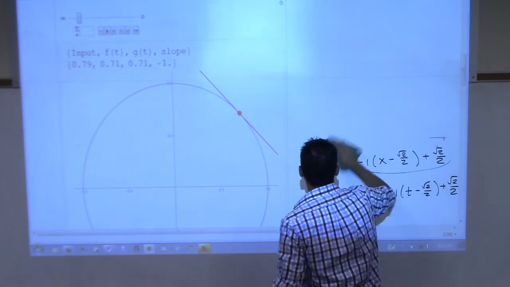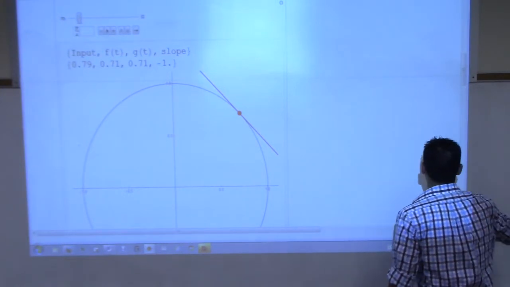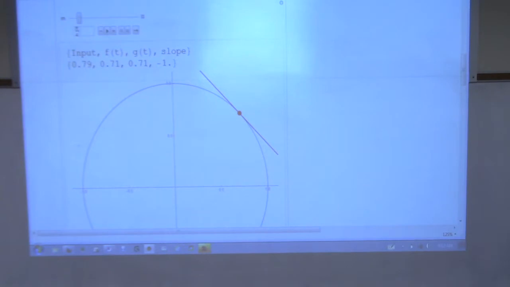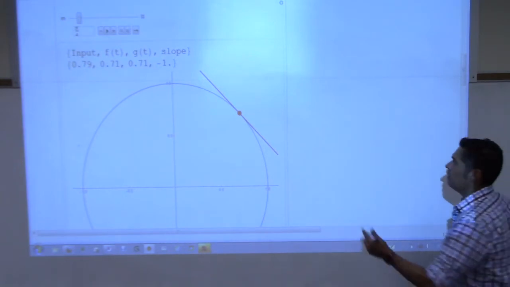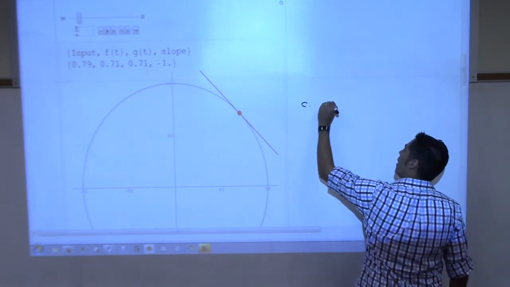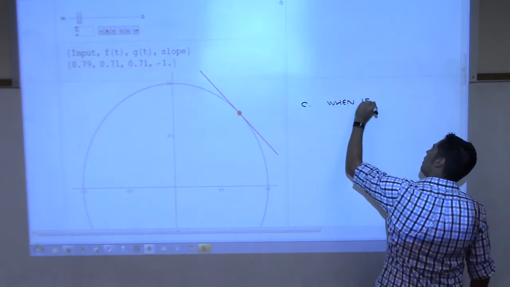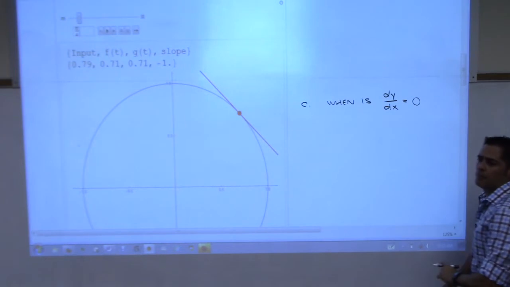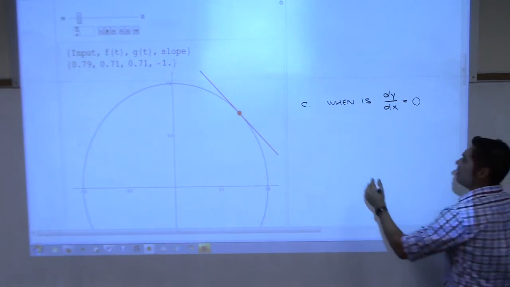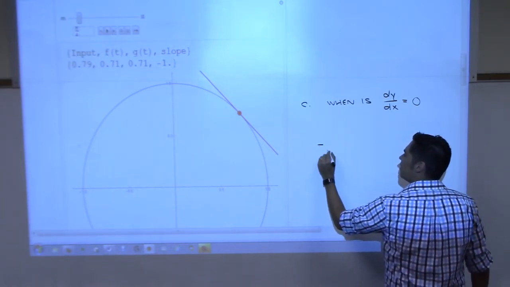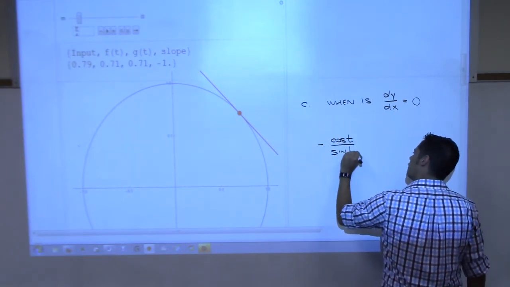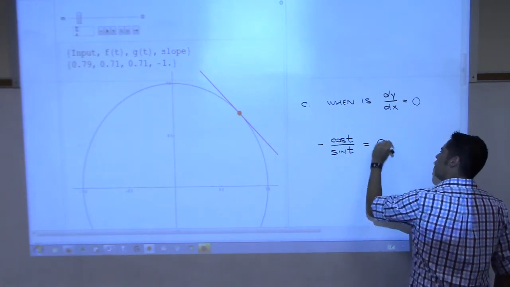What does part C say? Where is the slope of the tangent line horizontal? What does that mean? Part C is saying when is dy dx equal to 0, right? And dy dx we already knew was negative cosine t over sine t, right? We want to know when that's 0.